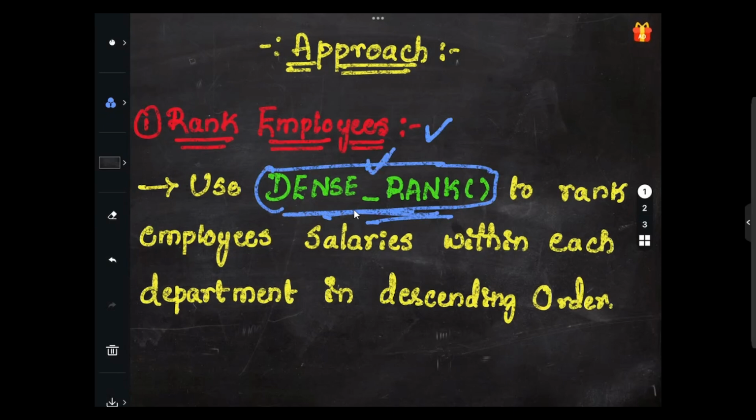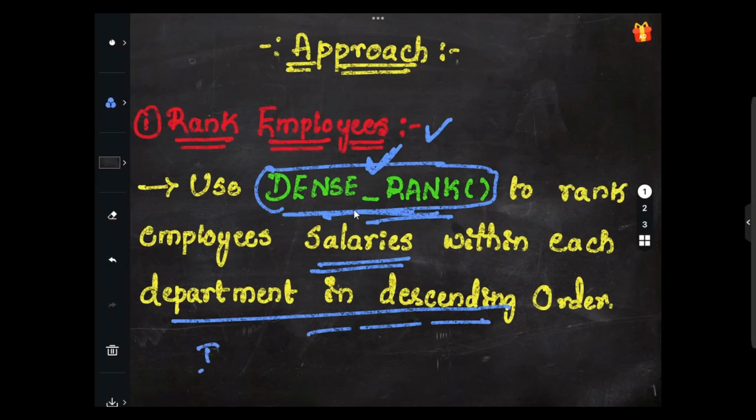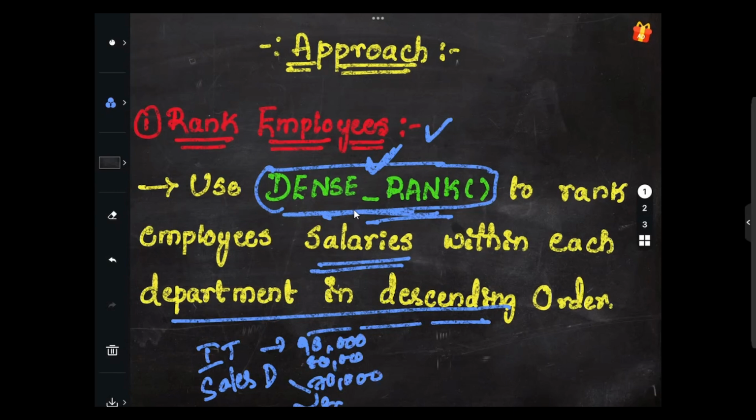Why will we be making use of the dense rank? Dense rank is provided by SQL. We use it to rank the employees' salaries within each department in descending order. We were having IT and sales departments in the first example that they have given. In IT, first we considered 90,000, then 80, then 70, right? If you remember, in sales we went with 80,000 first and then 60,000.